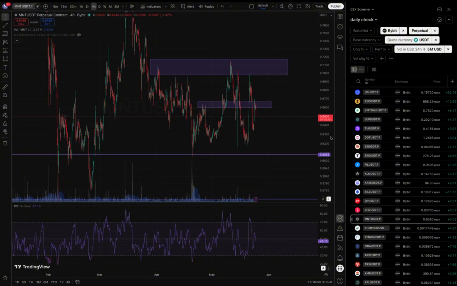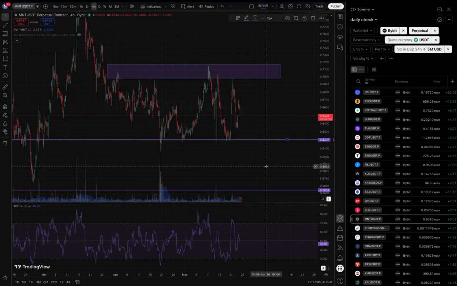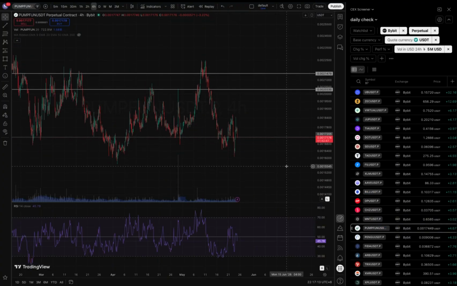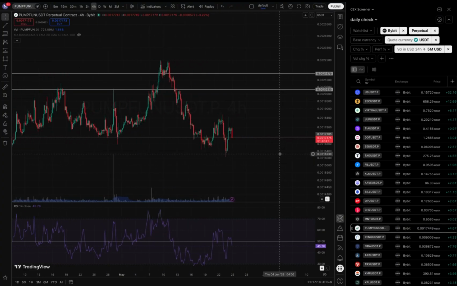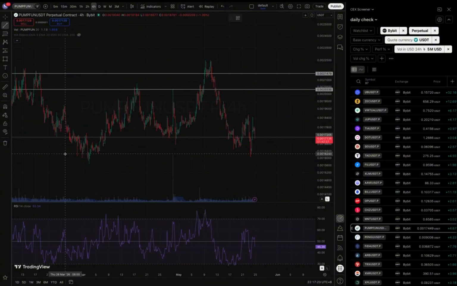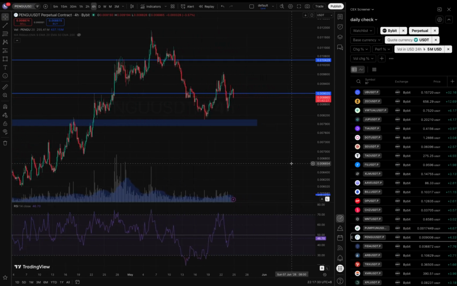MNT. Crappy zone there. Move this higher. And there you have your range. Pump fun. Are we gonna trade this? Not yet. Might go lower, right? Might go lower. Just wait for it to show us where it's gonna go. Pengu. I don't know.